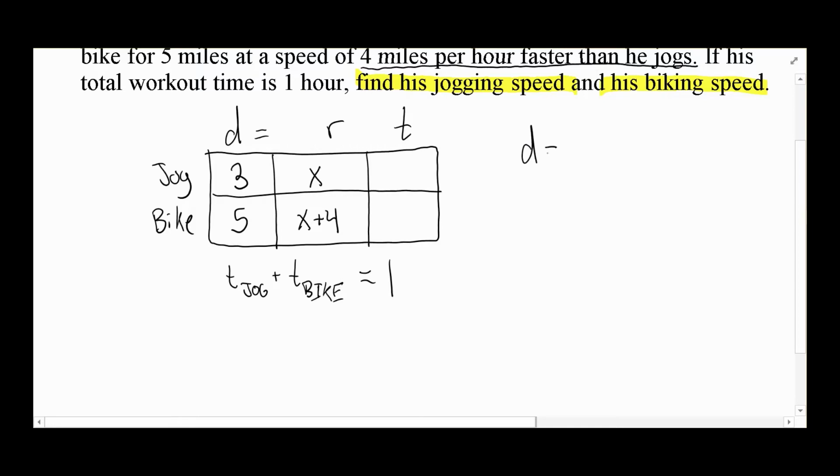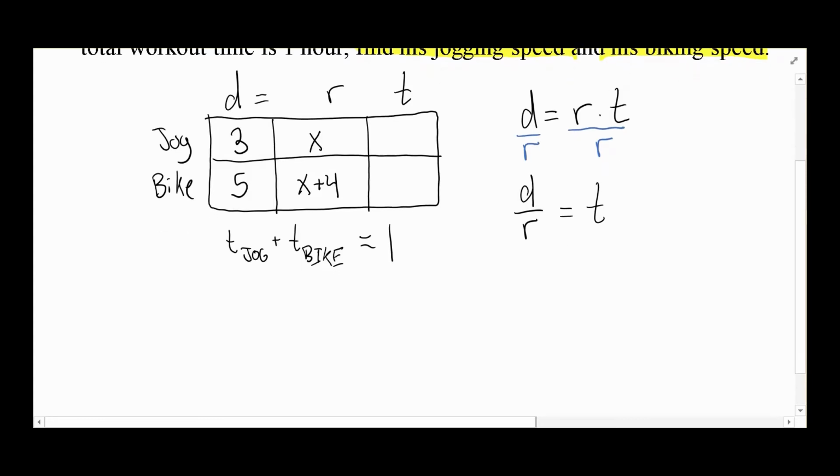So we know the equation d equals RT, but what if I want to solve that to get the t by itself? I could divide both sides by r, and that would say that time is distance over rate. So the time that he jogs for would be the distance he jogs for divided by the rate at which he jogs. The time that he's biking for would then be the distance that he's biking divided by the rate at which he is biking. And when I add those things together, I get 1.